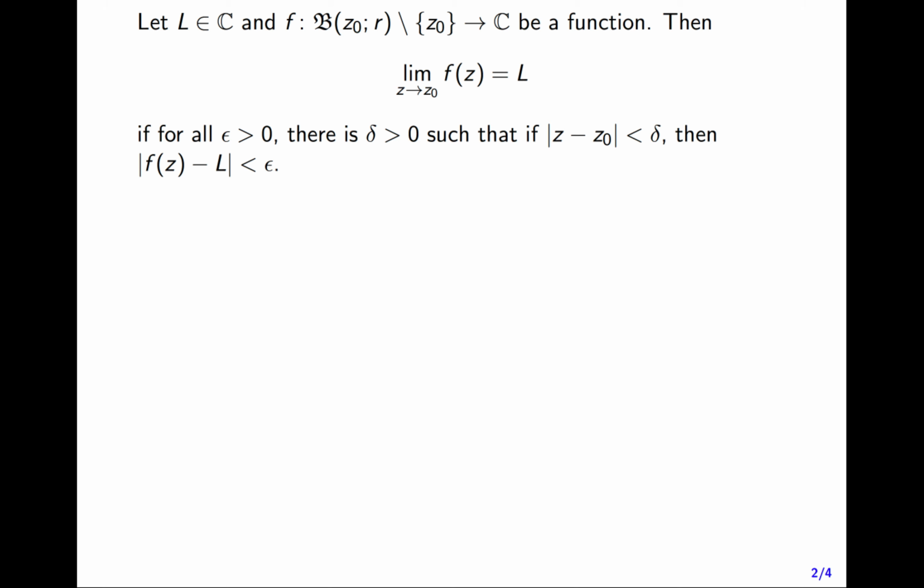So if you want the outputs f of z to be close to L, say within a distance epsilon of L, you need to take the inputs z to be close to z0, say within a distance of delta. In other words, this limit holds if whenever z is in the ball centered at z0 of radius delta, you have f of z in the ball centered at L of radius epsilon.